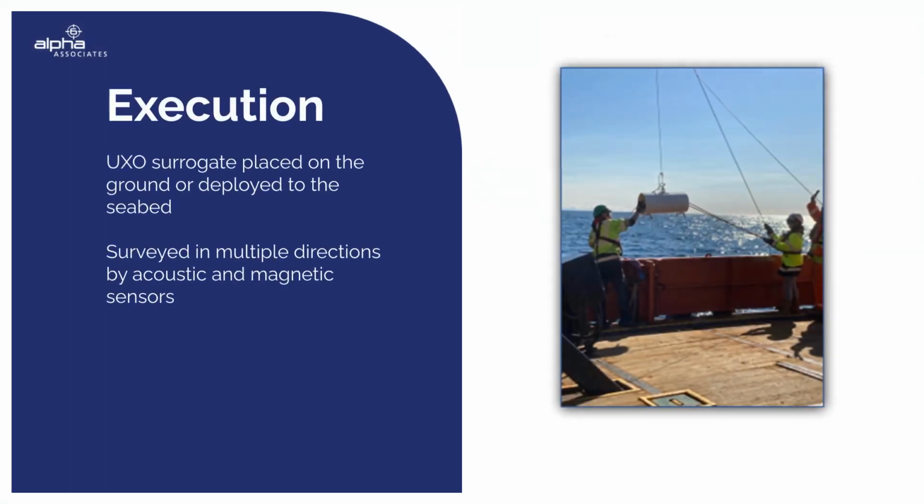UXO surrogates are emplaced on the ground or the surface of the seabed after mobilization and calibration, but before the main survey work is undertaken. Surrogates are then surveyed by both acoustic and magnetic sensors in a number of different orientations and flying altitudes before being recovered back to the vessel.